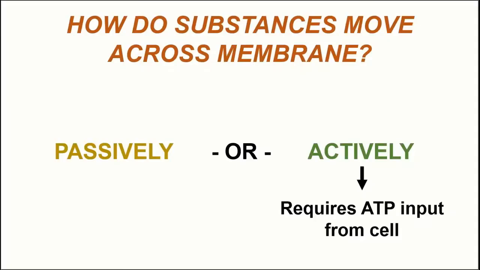In looking back at how substances moved across the plasma membrane, we have just seen that some can move passively by passive transport mechanisms like diffusion and osmosis. But the cell can also make use of active transport in certain situations when moving substances across the membrane. However, unlike passive transport, active transport requires cellular energy input from the cell, and this energy typically comes in the form of ATP.